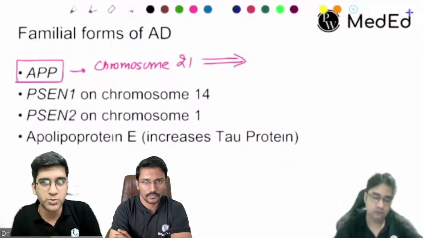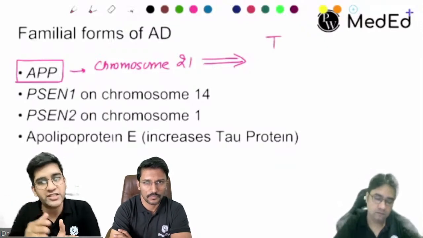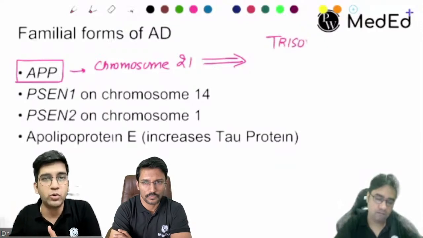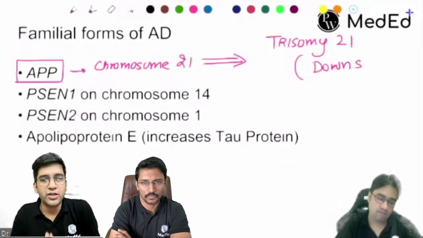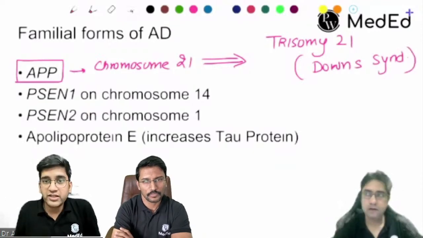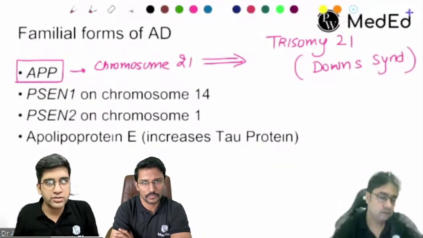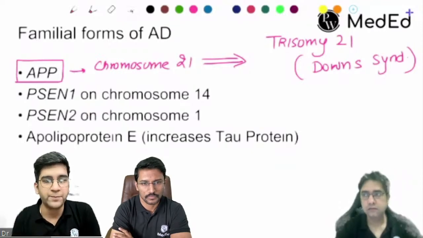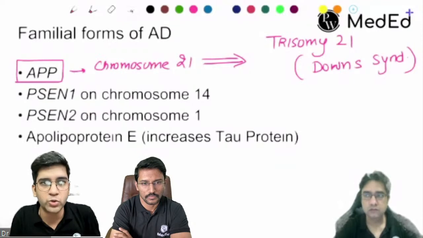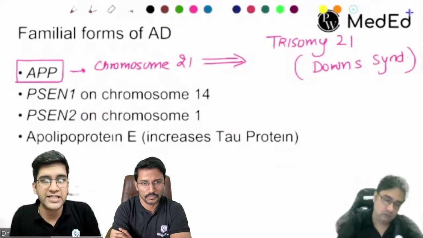Normally you have 2 chromosome 21s. If you have 3 chromosome 21s, the amount of production of APP will be more, right? So Down syndrome. Definitely there is a risk of Alzheimer's disease, right? So when more APP is produced, the risk increases. I am not saying that every Down syndrome baby will have Alzheimer's, but compared to a normal person, the risk is definitely higher, right?